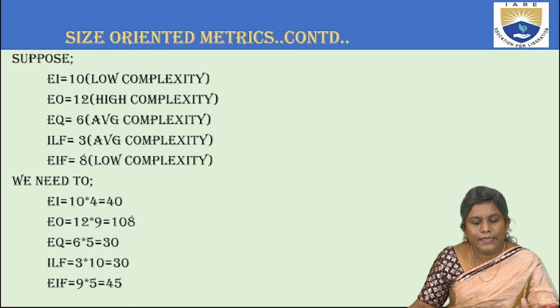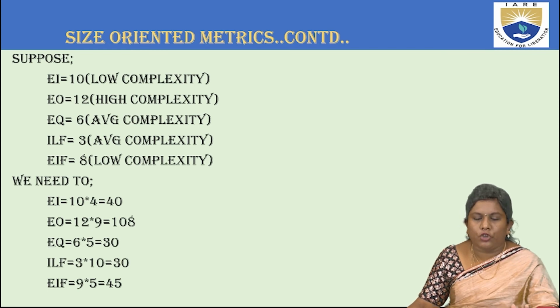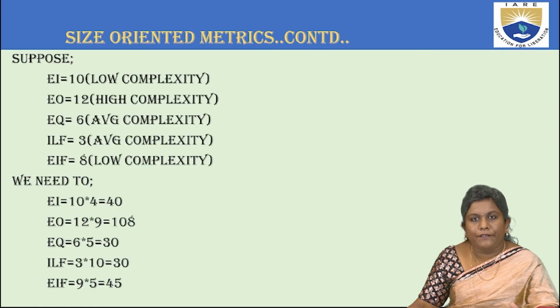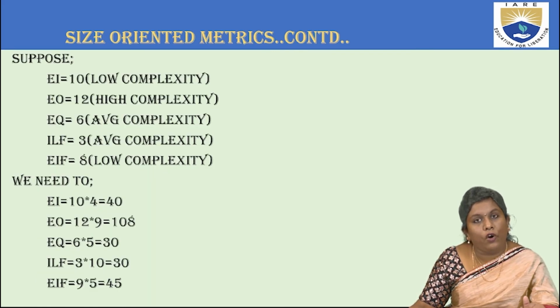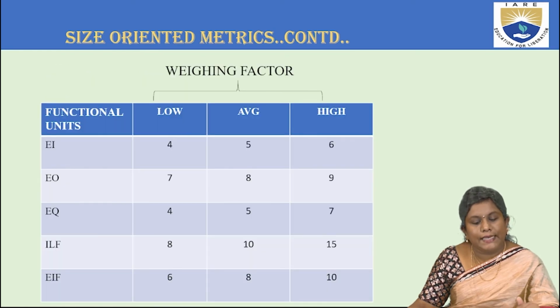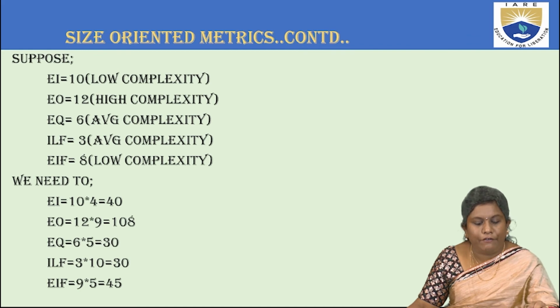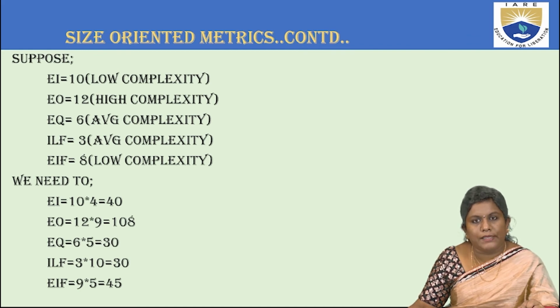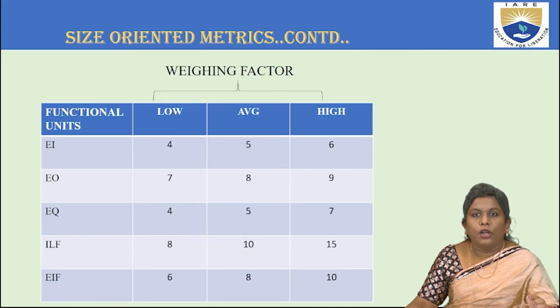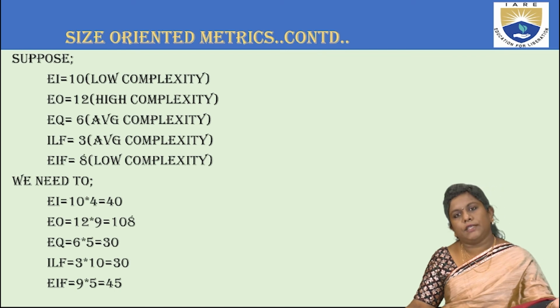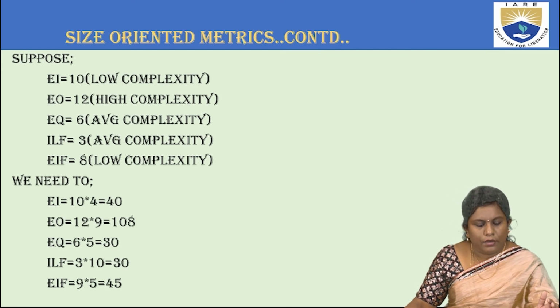So on with the other things. EQ, 6 of average complexity. So 6 of, what is the average complexity? 5, right? It makes 30. Then ILF is 3 of average complexity, that is 10. So 3 cross 10 is 30. And then you have EIF, that is 8 of low complexity. So 8 into, what is the low complexity? The value is 6 from the table. So you write it as 8 cross 6, it is 48.